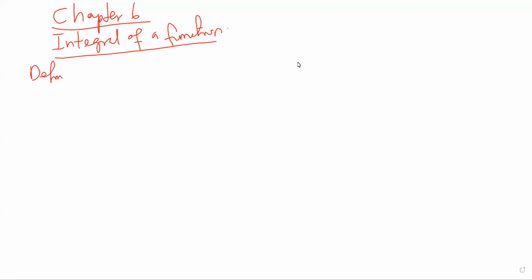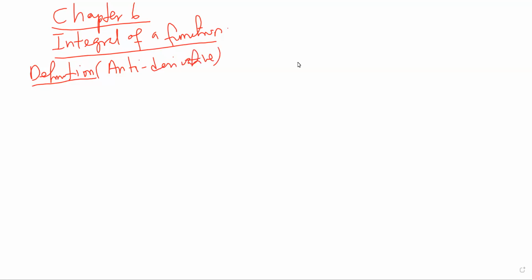All right, so in this chapter, we'll talk about the integral of a function, because we've already discussed what a derivative of a function is. For the integral of a function, we will start with what we know as the antiderivative, right? So I'll give a definition for an antiderivative, because we already know what a derivative is.